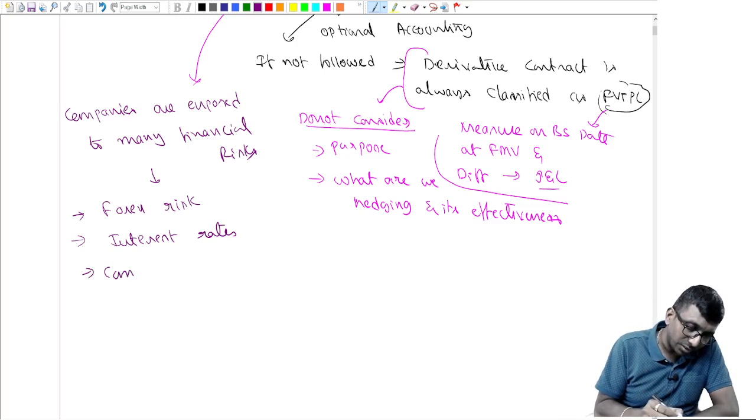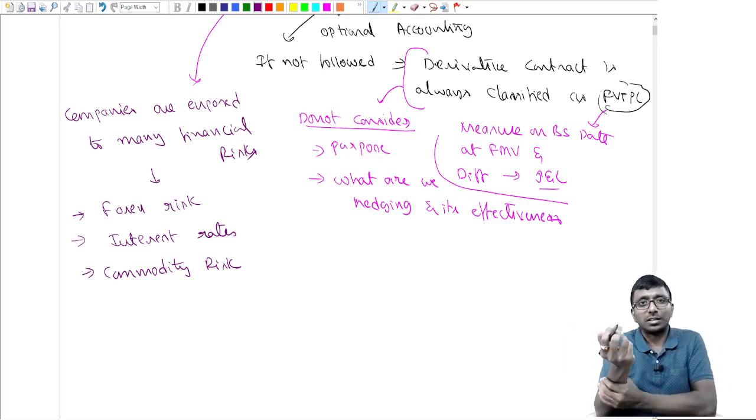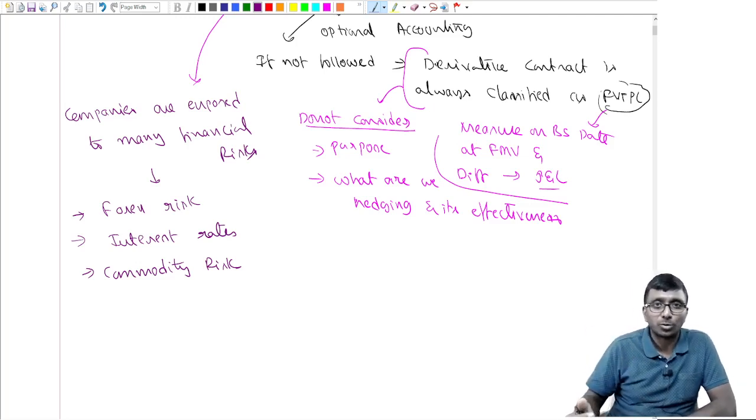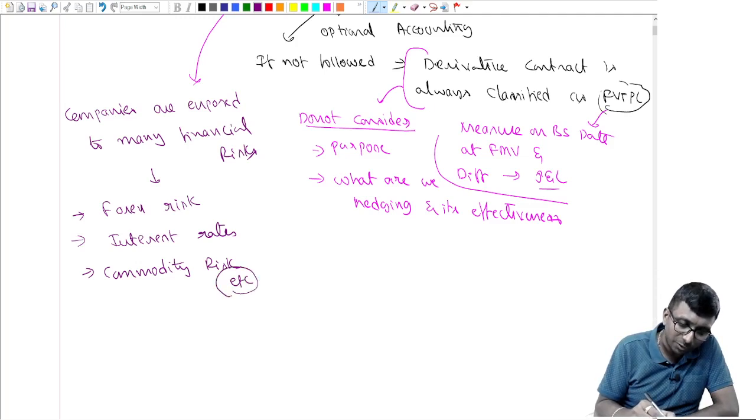Next, commodity risk. What is commodity risk? You have some inventory in hand, and tomorrow the value of it may fall down. If it falls down, automatically I will be losing. I will not be getting an opportunity to get a good amount of profits. Like that, we are exposed to a number of risks.